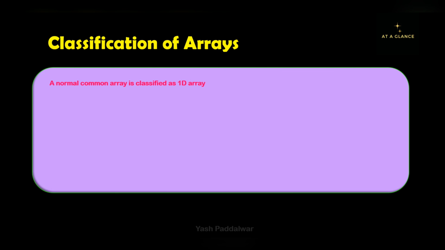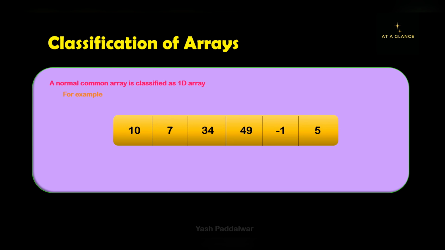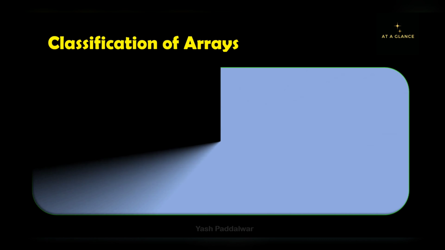Now let's see how to represent a one-dimensional array. Any normal common array that we have encountered till now in the previous videos is nothing but a one-dimensional array. Here we have taken an example of an array which is growing in a single direction. You can see that the elements are not deviating from their direction and they are stored in a linear fashion. So this was a one-dimensional array.